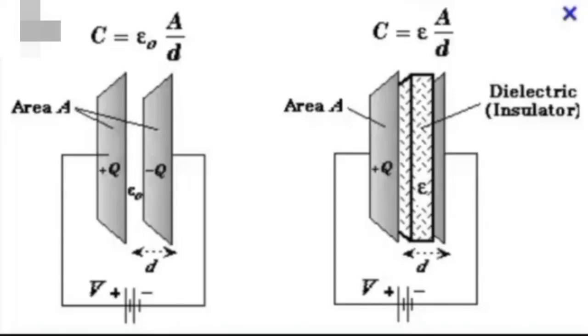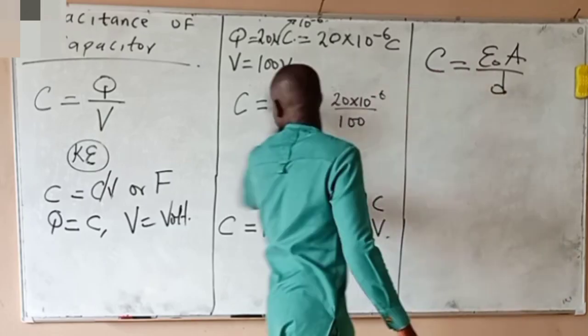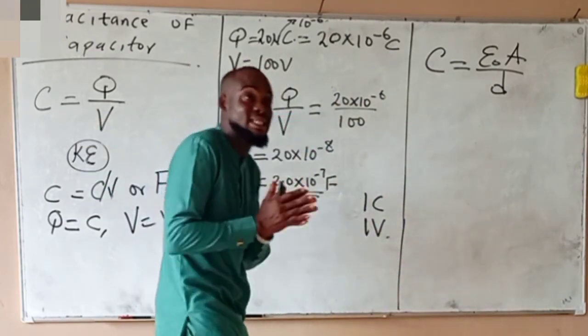Alright, this is a picture view of a parallel plate capacitor. You can see the dielectric material and the two plates, and the capacitance equation that is given. That is how to calculate the capacitance of the capacitor. That's how it looks. So what is C? C is the capacitance.